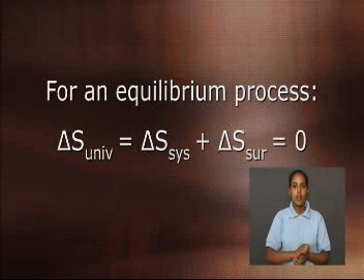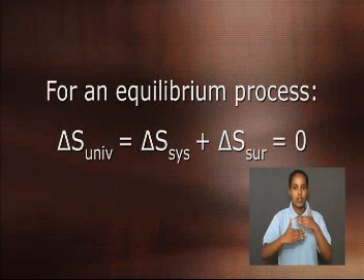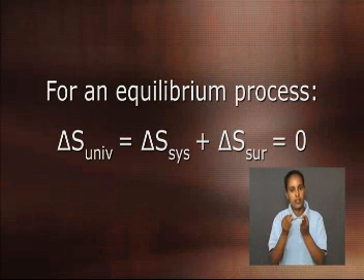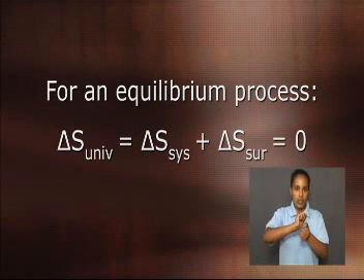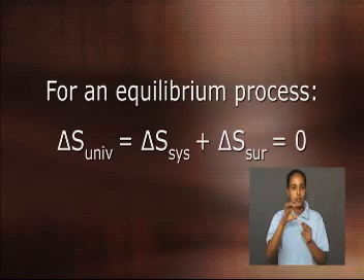For an equilibrium process, the second law states that the entropy change in the universe must be equal to zero. Thus, the entropy change of a system and its surroundings must be equal in magnitude, as well as being opposite in sign.